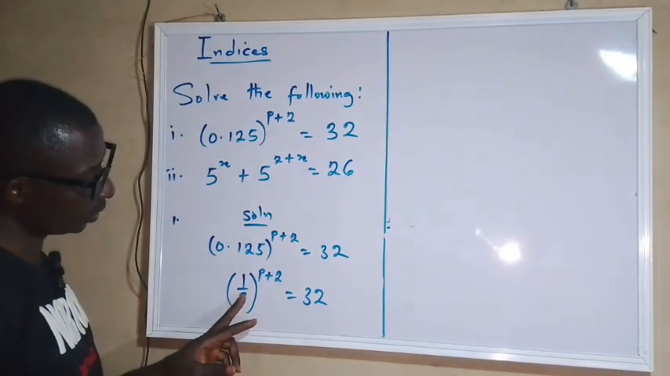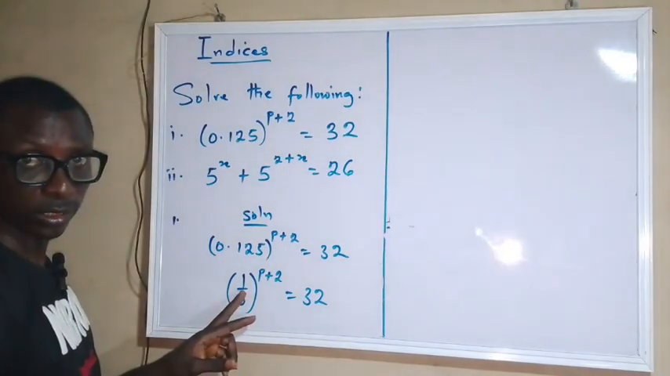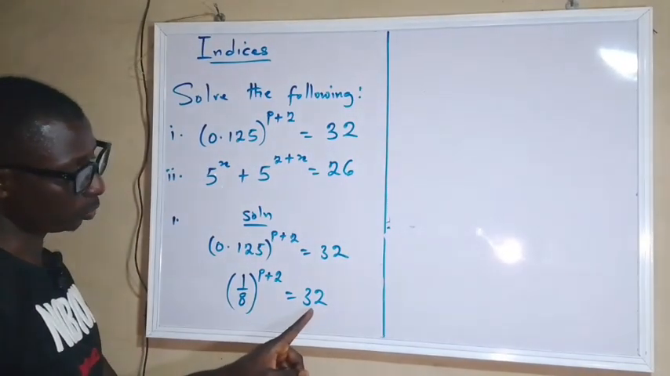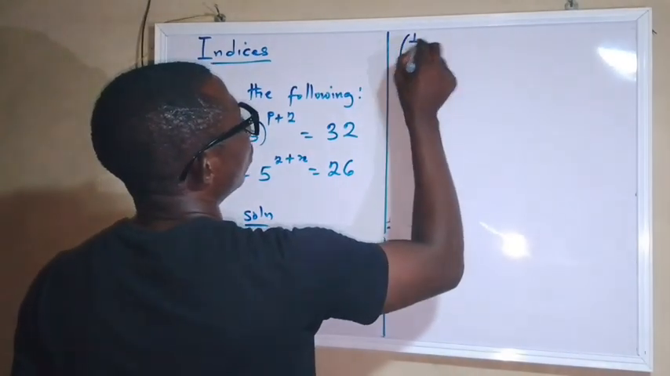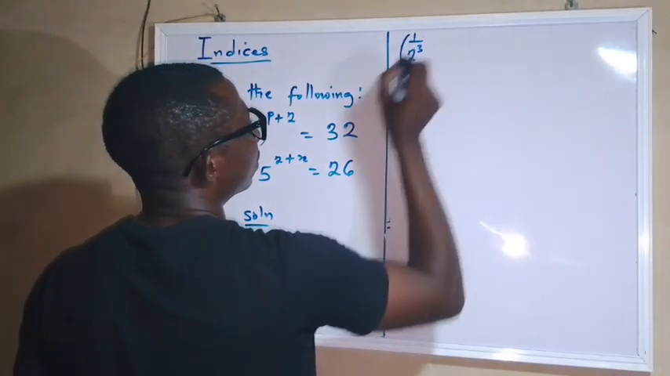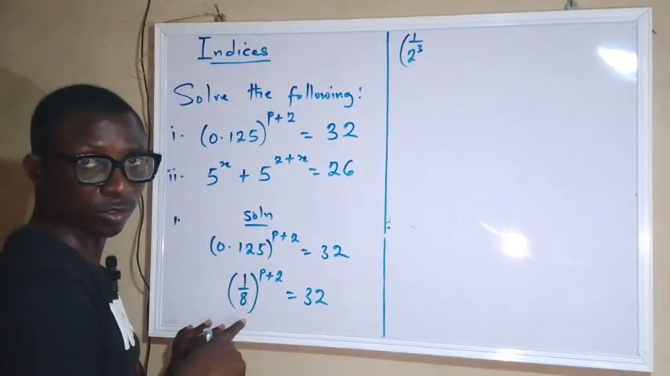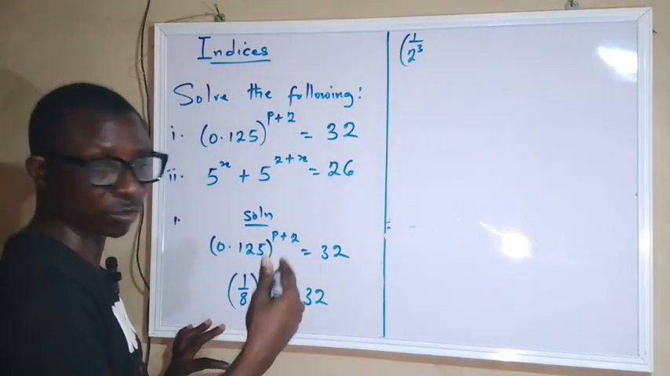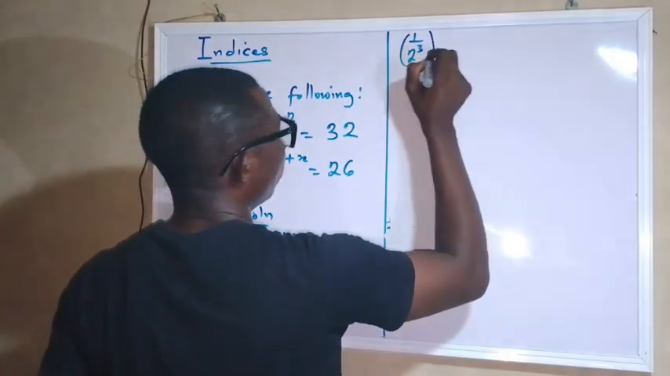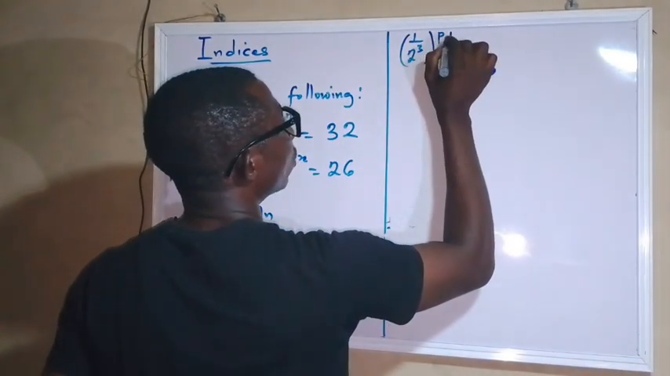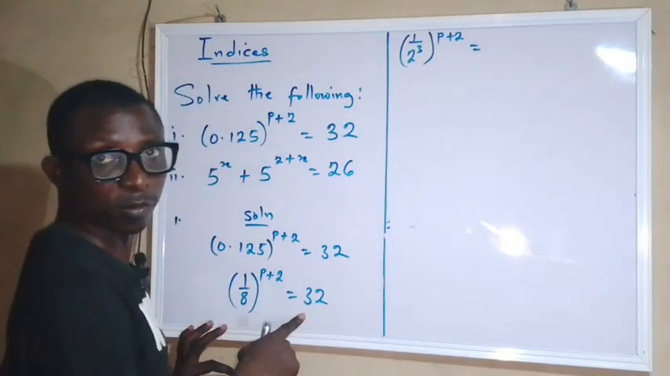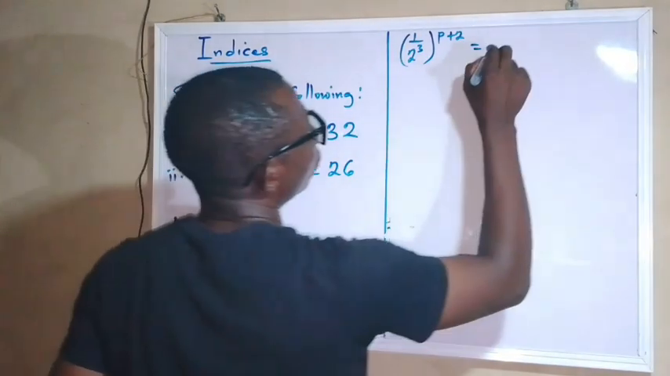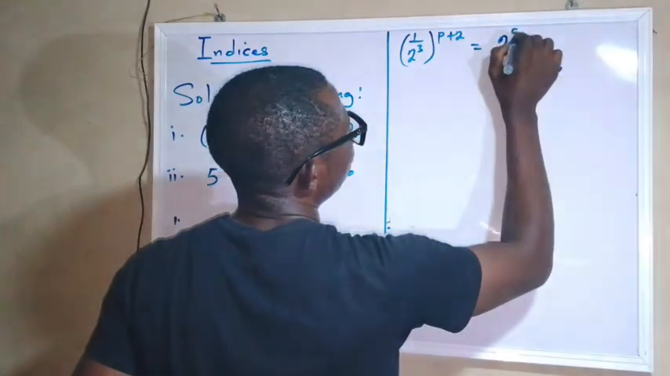The next thing now is to express this in its indicial form, and also you do that to this. So this turns to 1 over 2 raised to the power of 3. 8 is the same thing as 2 raised to the power of 3: 2 times 2 is 4, 4 times 2 is 8. So 1 over 2 cubed, raised to the power of p plus 2, equals 32, and this is 2 raised to the power of 5.